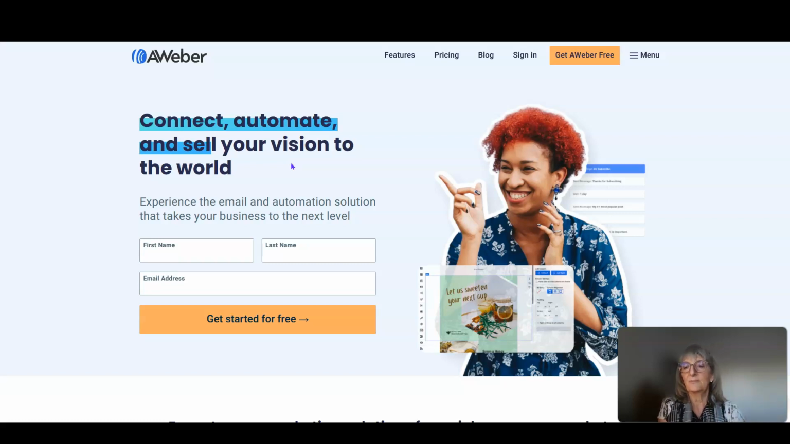And even the subhead, let's look at that. Experience the email and automation solution that takes your business to the next level. Perfect. Here's what's interesting: the subheader actually hits home better than the headline. It may even be a switch there, but we'll talk about that later. So we're on do's. I'm going to talk about this later because that's an interesting choice that they've made there.